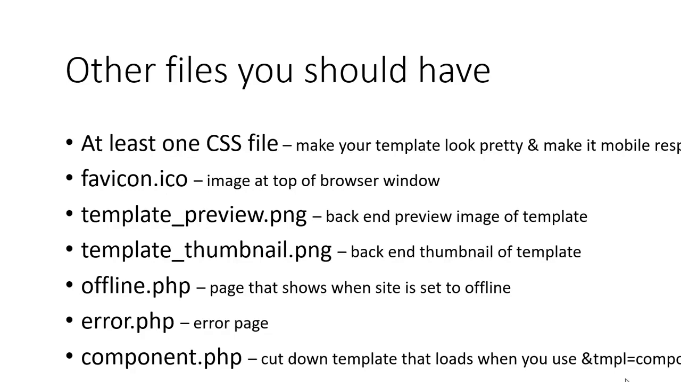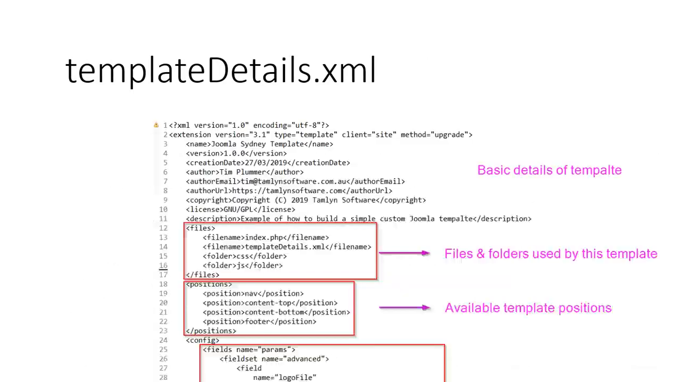Pretty much if you're building a custom template for your own site that you're just using once off, you can literally rip off these files from one of the core templates like Beez or Protostar. But if you're building it as a template that you want to distribute to other people, then it's a good idea to customize these and make your own versions of them. But we're not going to go into the details of these files. We're just going to look at the bare minimum files to build a template.